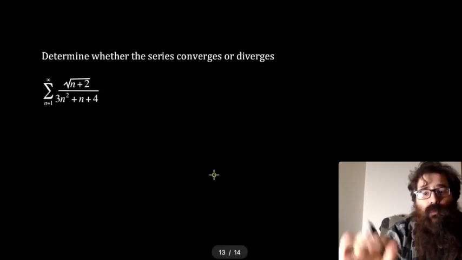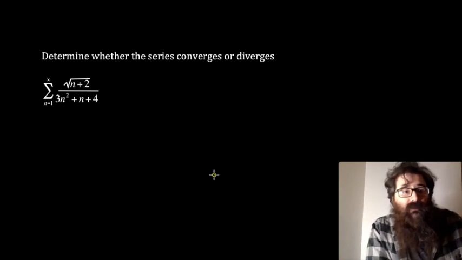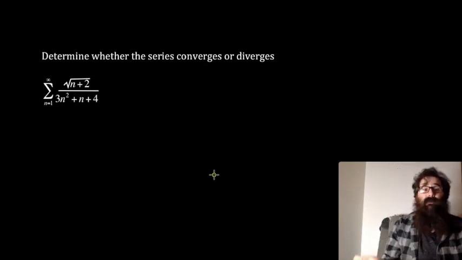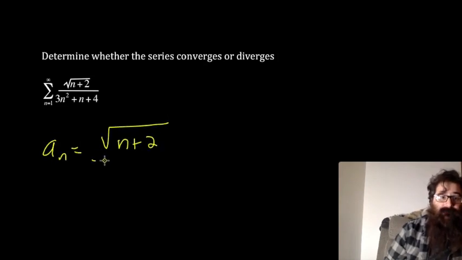And let's see one more example of this limit comparison test in action. Here I have the sum from n equals 1 to infinity. We have square root of n plus 2 on top, divided by 3n squared plus n plus 4 on bottom. And what I'm starting with, I'm just going to consider that a sub n. A sub n is this radical n plus 2, all divided by 3n squared plus n plus 4.